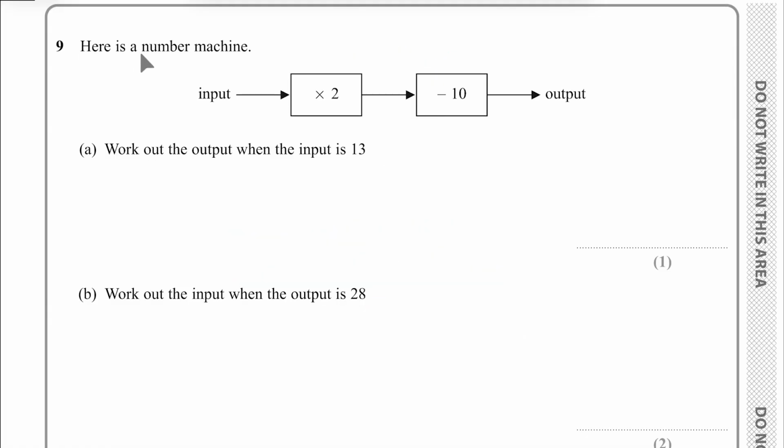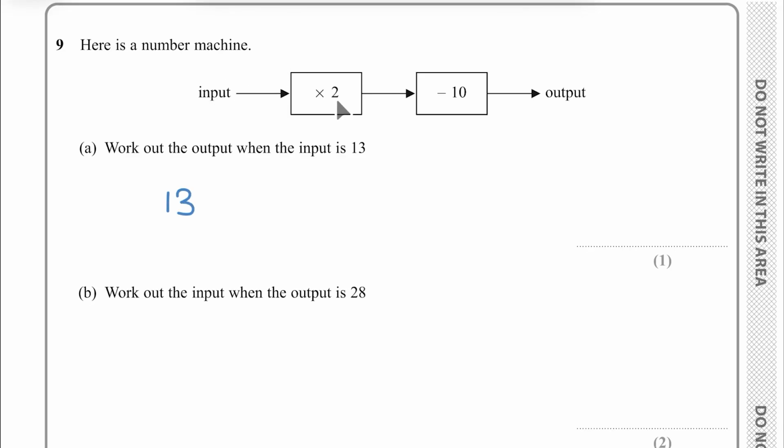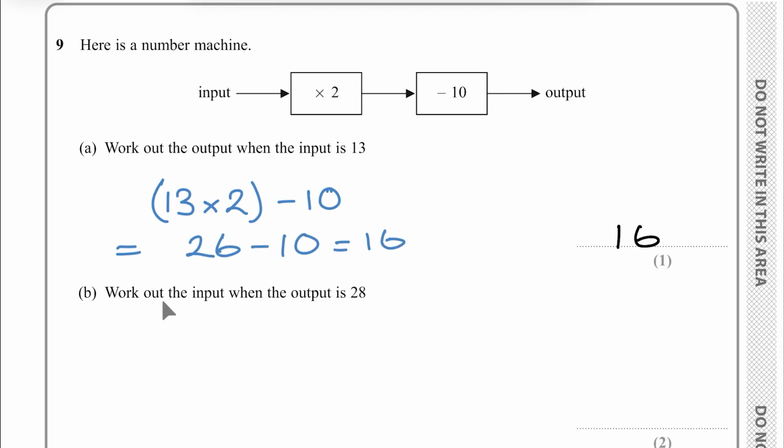Question 9. Here is a number machine. Input times 2 minus 10 will give you an output. So work out the output when the input is 13 and it's 1 mark. So if we put 13 in here and we're going to multiply that by 2, and then we're going to subtract 10. So pop that in a bracket. Minus equals 13 times 2, that's 26. Minus 10 equals 16.